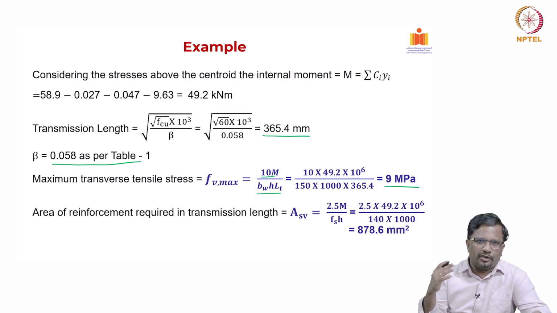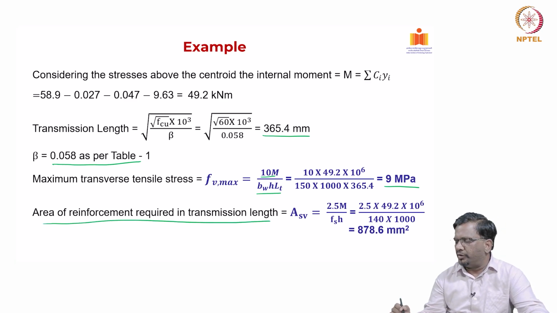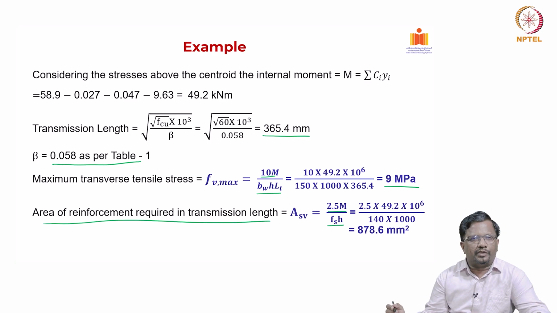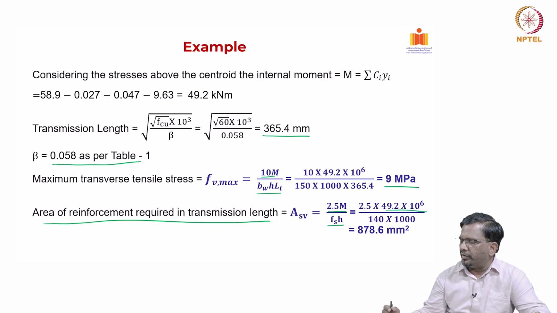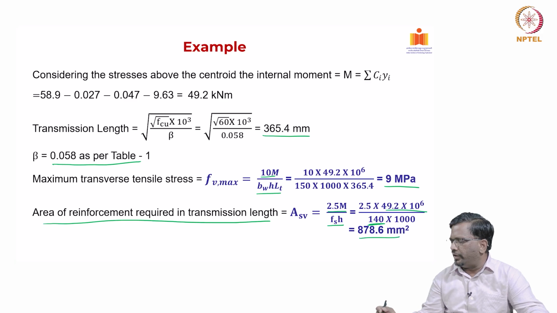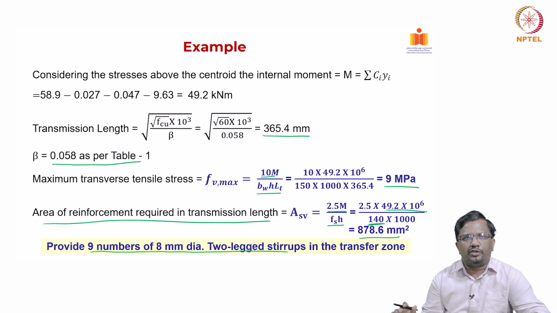Now, for this 9 megapascal, I need to put some steel, right. Now, the area of reinforcement required in the transmission length is 2.5 M divided by Fs into H. So, 2.5 into 49.2 into 10 to the power of 6 divided by the stress, the allowable stress is given as 140, right. So, again we put 140 times 1000, which is 878.6 millimeter square. So, that works out to be providing 9 numbers of 8 mm dia 2-legged stirrup in the entire transverse zone will help me to resist this transverse tension that are developed because of the pre-stressing.